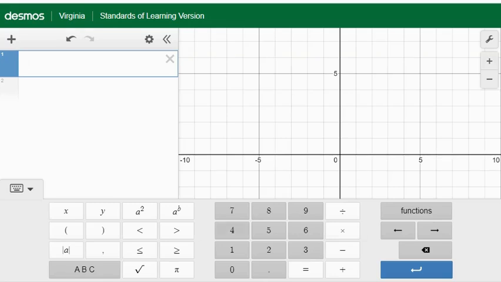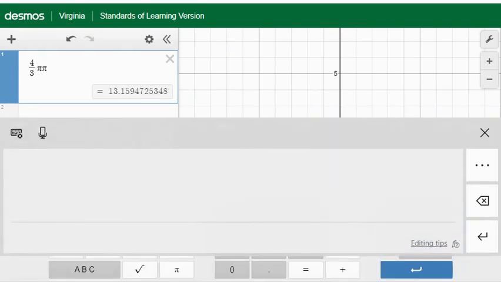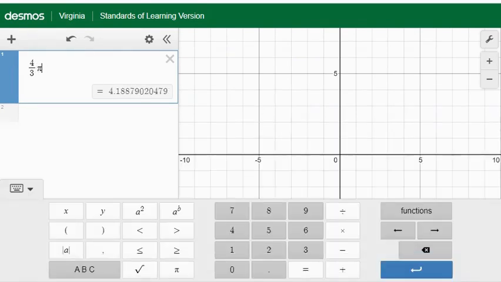So that's going to be 4 divided by 3 is 4/3. Scroll out of the fraction. Our pi button is here at the bottom. Pi. My radius is 2.8.